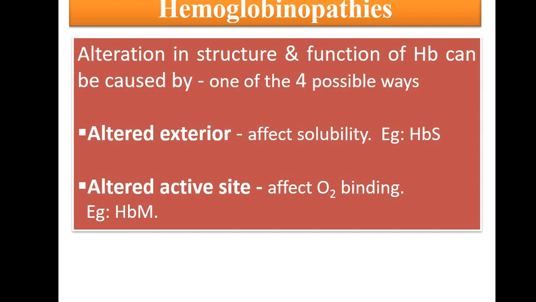Altered exterior, which affects solubility. I told you hemoglobin is highly soluble. So when the change in the hemoglobin structure takes place, it is not soluble. Its solubility property is affected, so the exterior part of hemoglobin gets disturbed. For example, HbS type of hemoglobin. HbS means sickle cell hemoglobin.